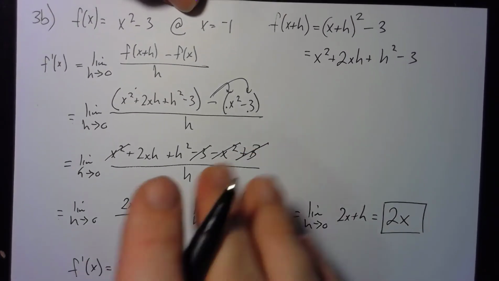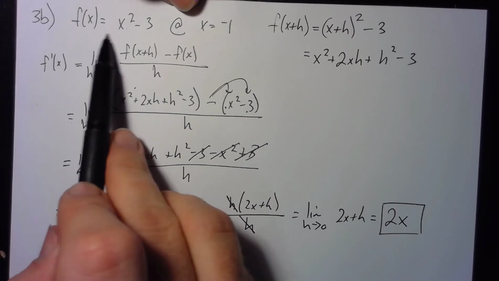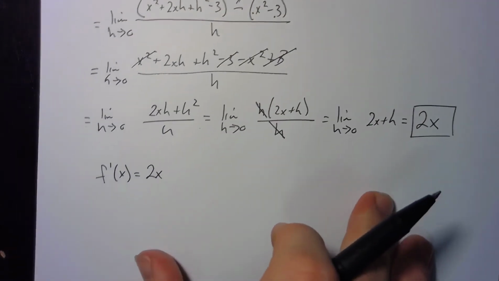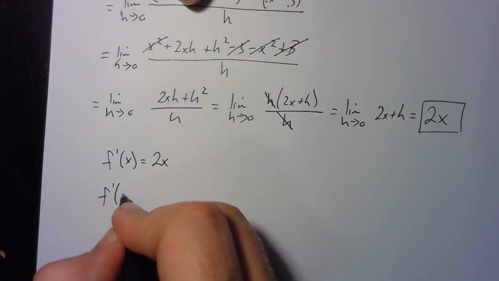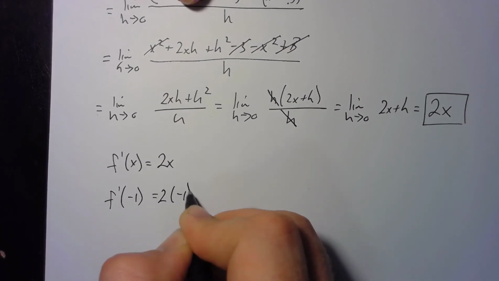Now, let's backtrack real quick, and I wanted to find the derivative of this function at x equals -1. So all I have to do to find the derivative at that given point is simply plug in -1.